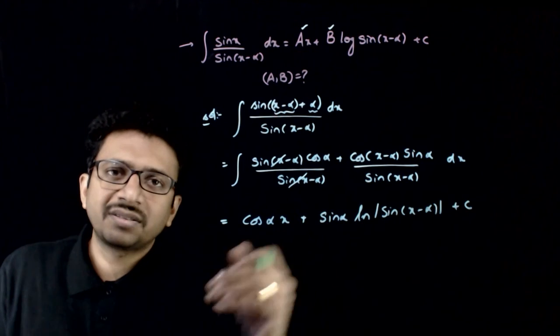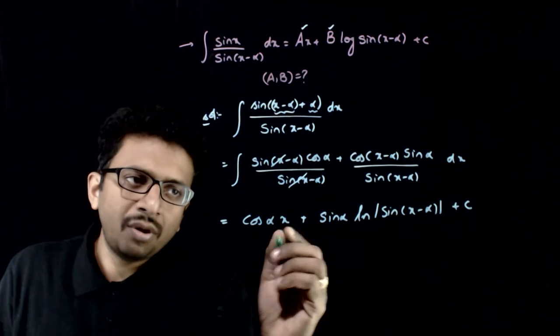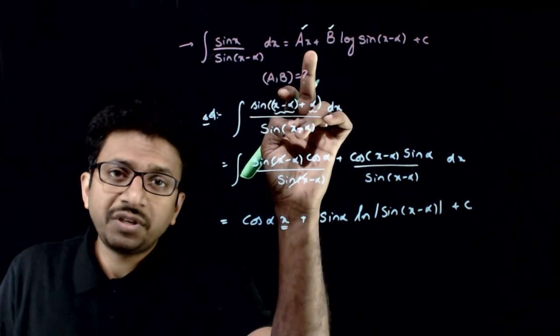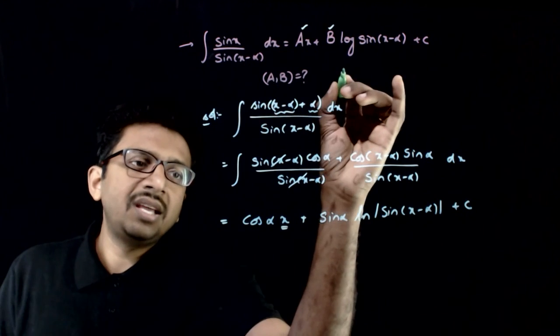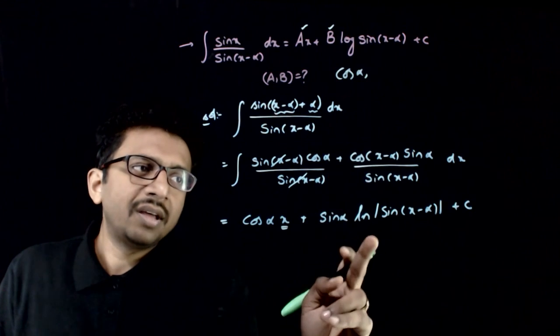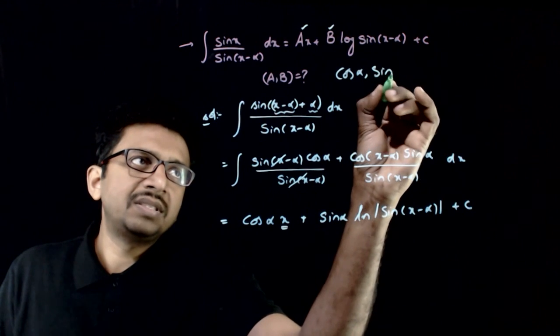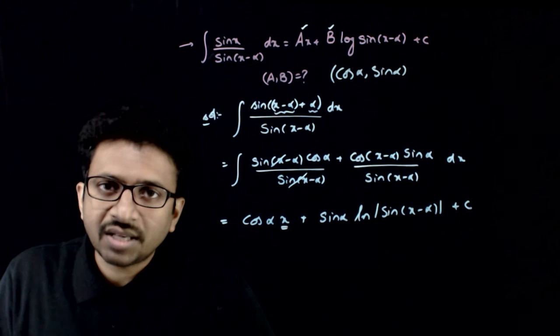So if you compare this, what is the coefficient of x in the place of a? The coefficient of x is a. So a is equal to cos alpha, and b is equal to sin alpha. So this is the answer to this question.